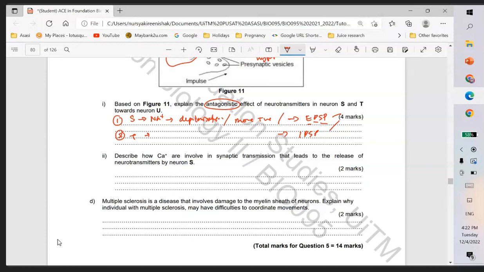Tak, jawapan awak tu tak complete. Yang mana dia suruh explain awak kena relatekan sampai kenapa boleh ada difficulty in coordinating movement tu. Boleh dapat tapi markah awak maybe 1. If you look at the statement, okay, kita tengok kat sini. Multiple sclerosis is a disease that involves damage to the myelin sheath of neuron. Explain why individual with multiple sclerosis may have difficulties to coordinate movement.